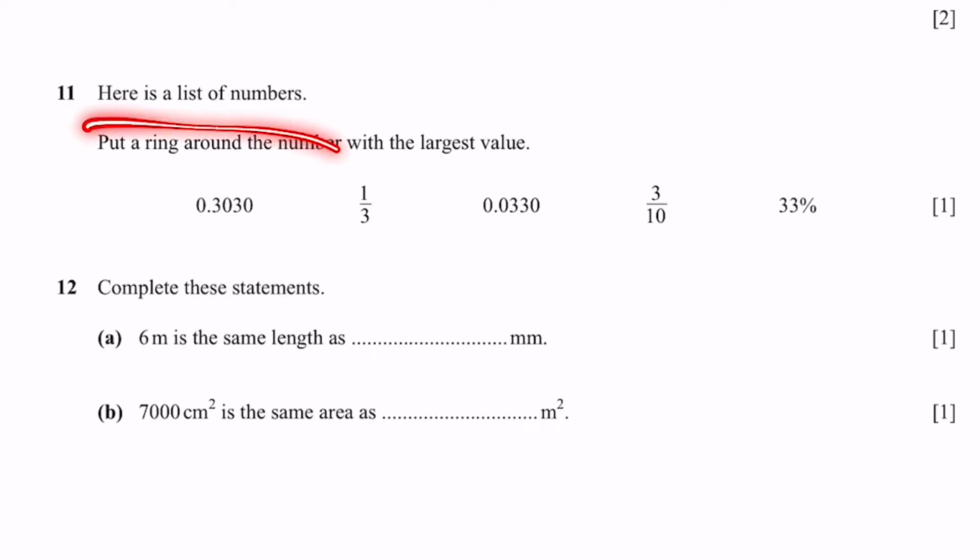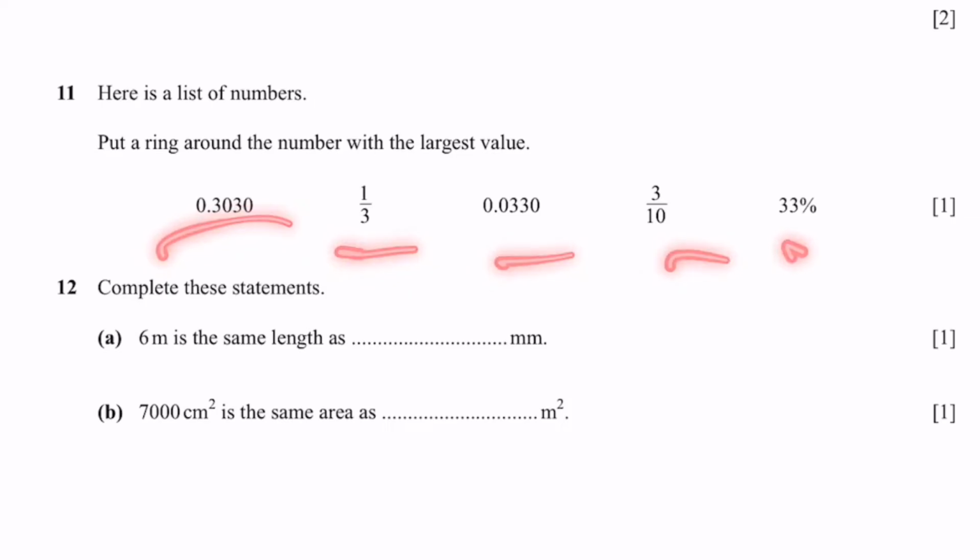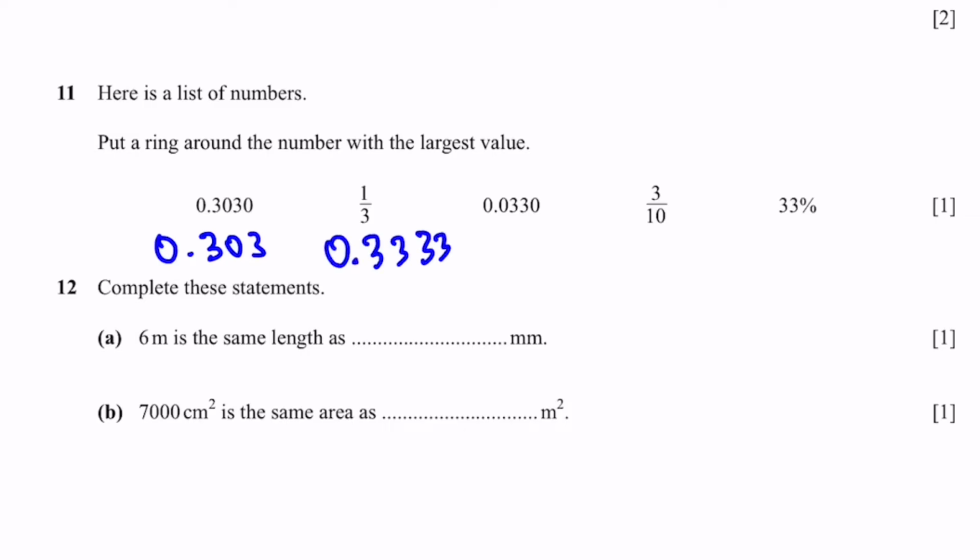Let's go to question 11. Here is a list of numbers. Put a ring around the number with the largest value. So first, we need to convert all of these 5 values into the same type, which means either fraction or decimal or percents. Let's convert all of them into decimals, so it is very easy. First of all, we have 0.3030. You can just take out the final 0, 0.303. And then 1 by 3 is a recurring decimal, which is 0.3333. It just goes on.